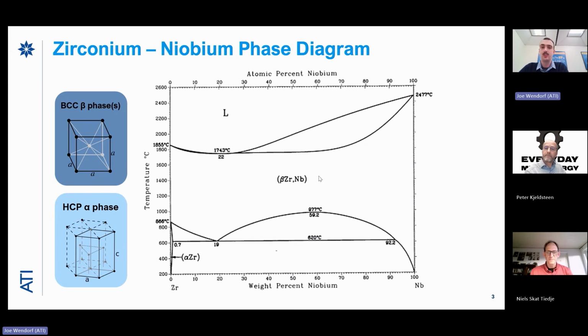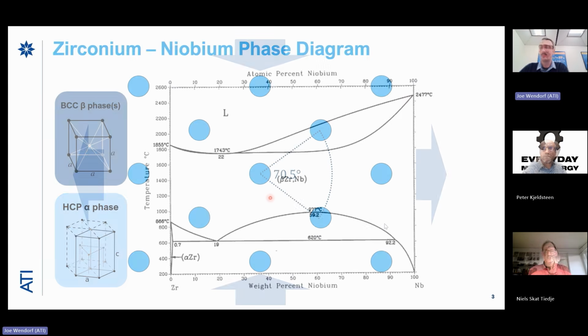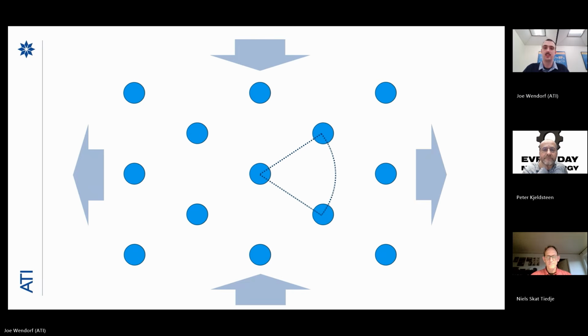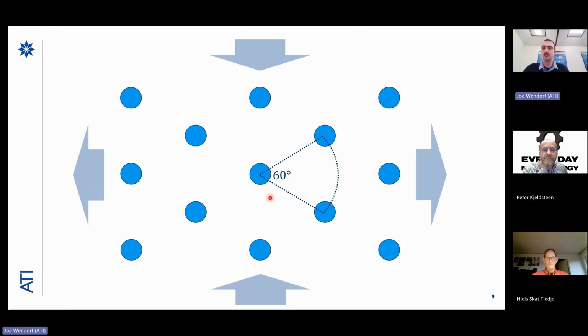So say you have a 60% niobium alloy. If you cool down into this region, you'll get a beta and beta microstructure. If you apply a strain to this microstructure in the direction indicated by these arrows, you can squish the atoms around in a very rigid motion like this until you have a 60-degree angle.